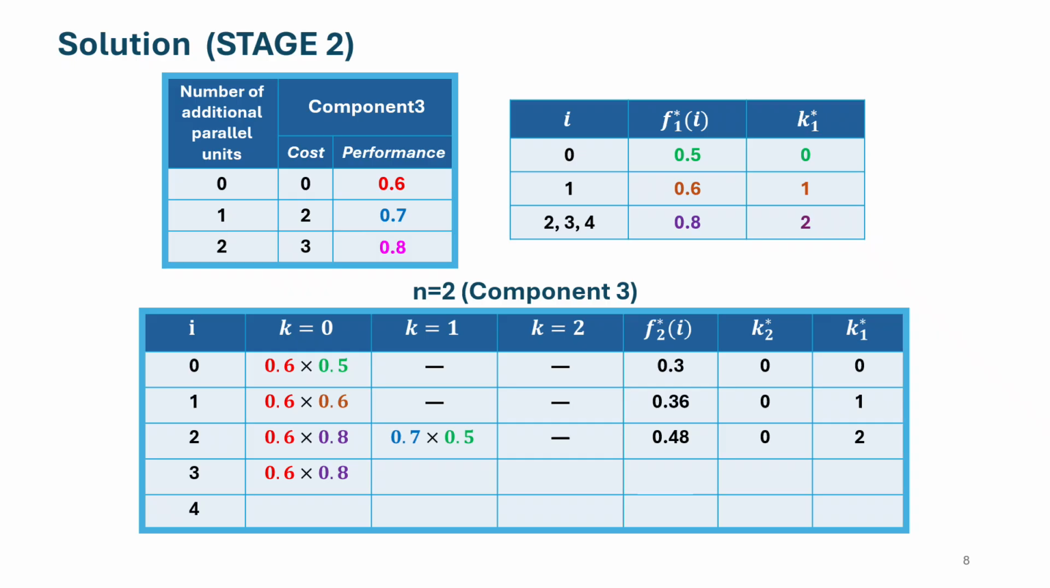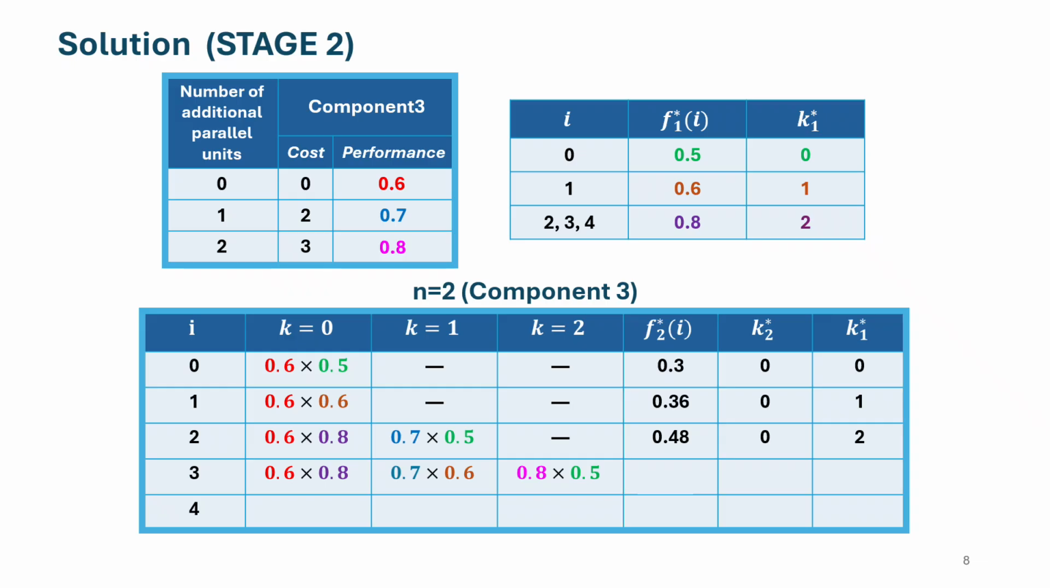If we select 1 unit for component 3, it costs $2 and has a performance of 0.7. The remaining $1 for component 4 gives a performance of 0.6. The total performance is 0.7 times 0.6, which equals 0.42. If we select 2 units for component 3, it costs $3 and has a performance of 0.8. The remaining $0 for component 4 gives a performance of 0.5. The total performance is 0.8 times 0.5, which equals 0.40.